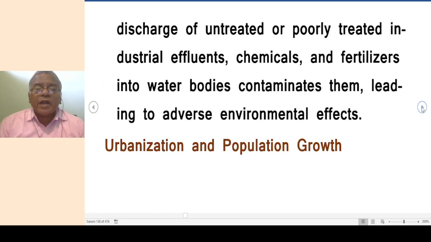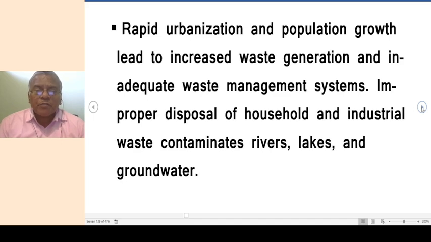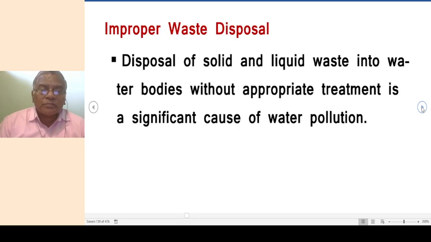The discharge of untreated or poorly treated industrial effluents, chemicals and fertilizers into water bodies contaminates them, leading to adverse environmental effects. Then urbanization and population growth. Rapid urbanization and population growth lead to increased waste generation and inadequate waste management systems. Improper disposal of household and industrial waste contaminates rivers, lakes and groundwater.